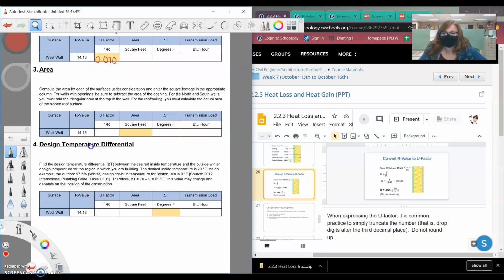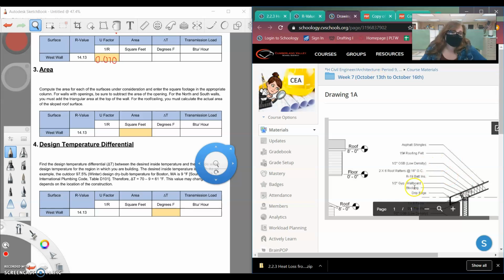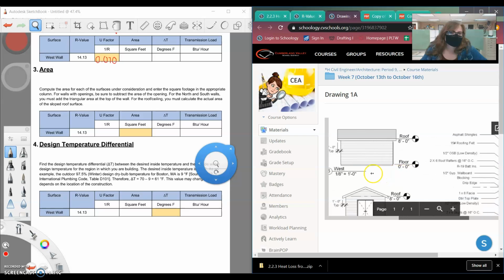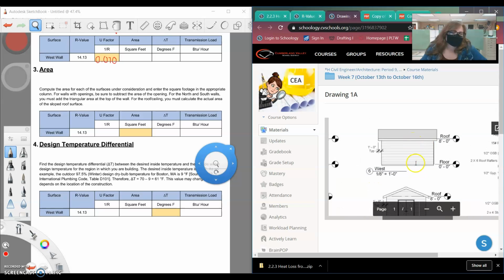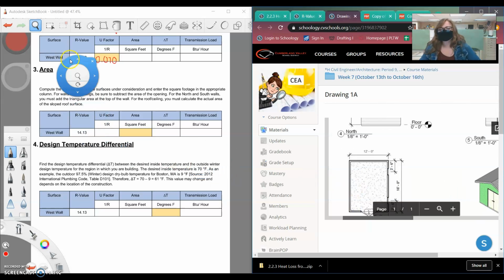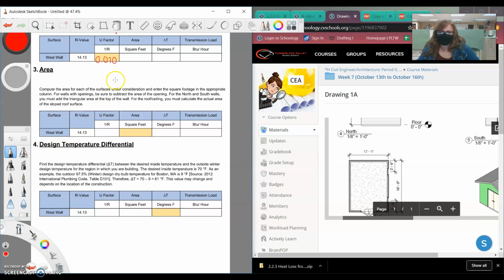U factor done. Now we calculate the area. You're again going to have to go back to this right here to figure out we are on the west wall, so we can go and look at the west wall. We know from floor to ceiling, the top of the floor to the ceiling is 8 feet, and we know the length of this utility shed is 16. So for this, I'm just going to go in and take area equals 8 times 16.